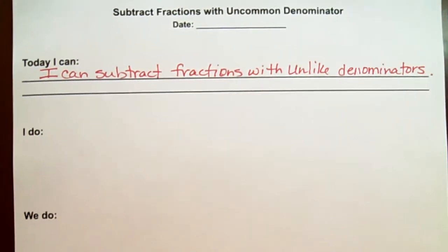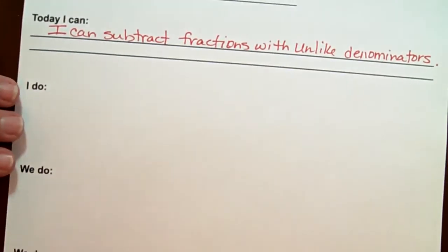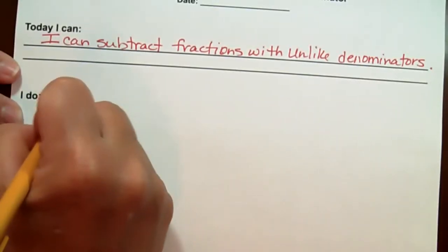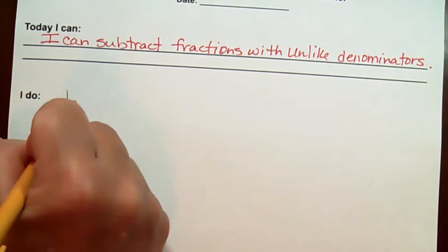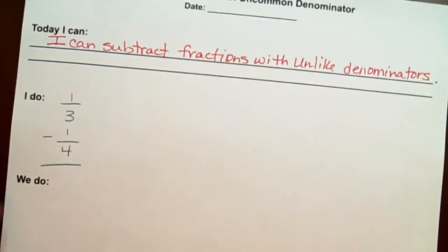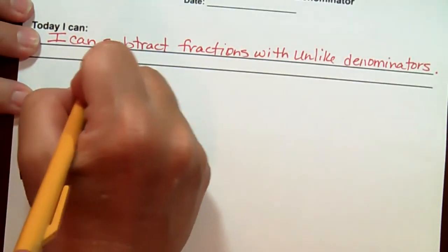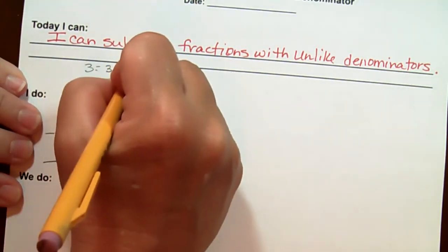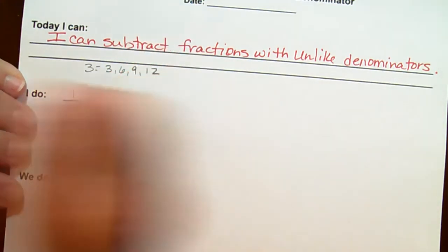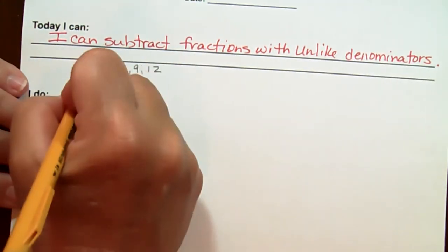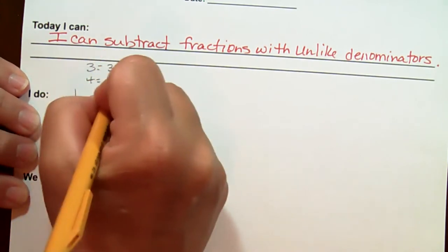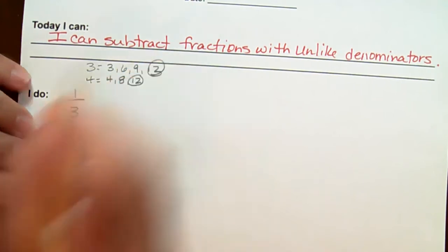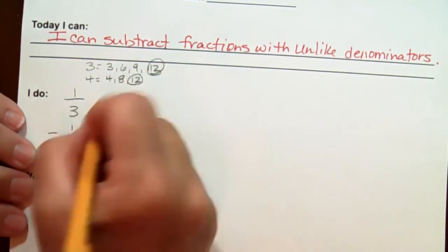All right, our first problem is going to be 1/3 minus 1/4. So up here, I'm going to do 3. 3 times 1 is 3. 3 times 2 is 6. 3 times 3 is 9. 3 times 4 is 12. And for 4, I get 4 times 1 is 4. 4 times 2 is 8. 4 times 3 is 12. So that makes our denominator 12.